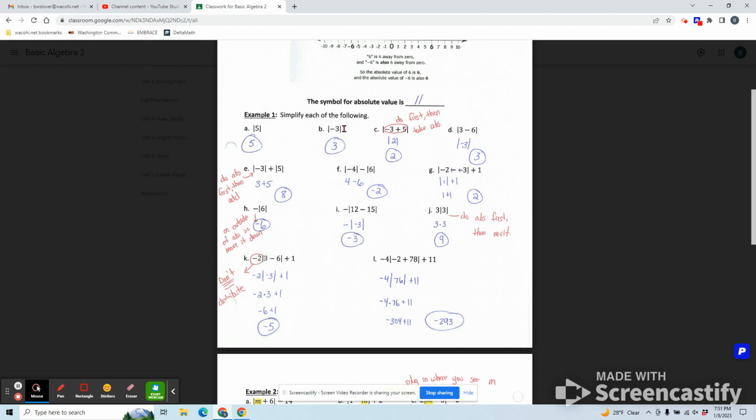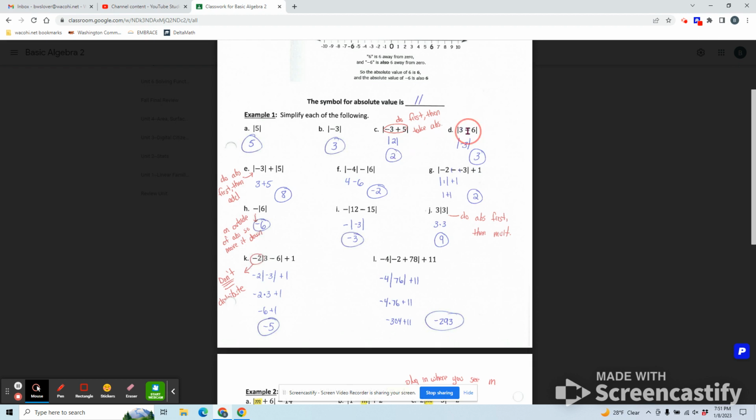So letter B, the absolute value of -3. Well, that's 3 units away from 0. For letter C, now I have an operation inside the absolute value. I got to do that first. So I do -3 plus 5 first to get 2. But I still have the absolute value. I didn't take the absolute value yet. All I did was the calculation on the inside. I simplified that expression. So I'm at the absolute value of 2, which becomes 2.